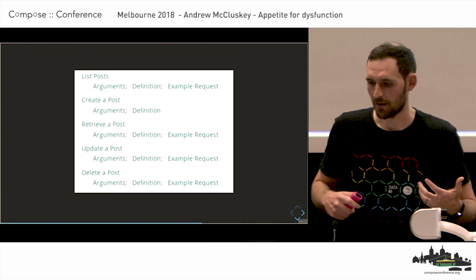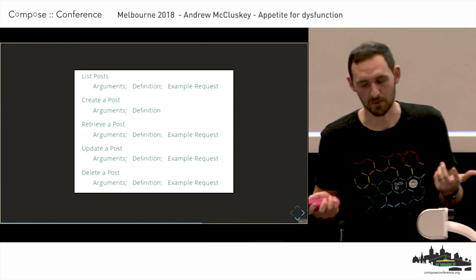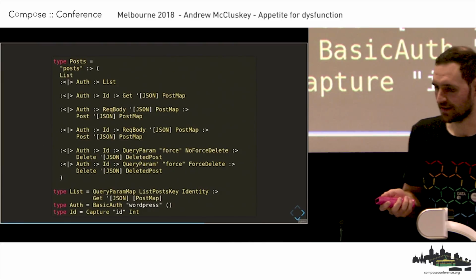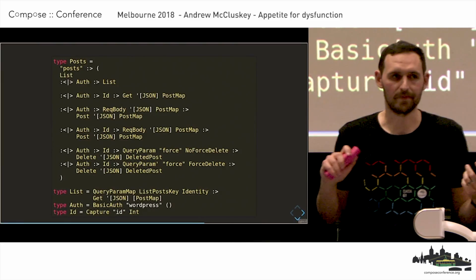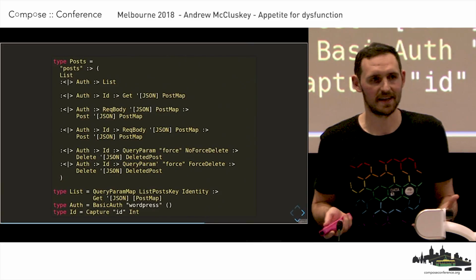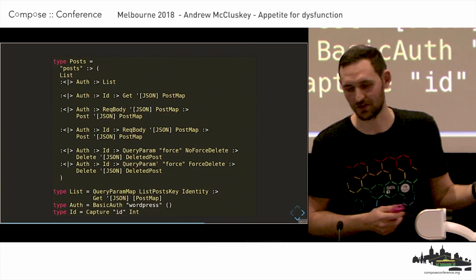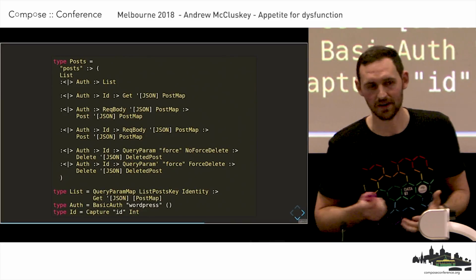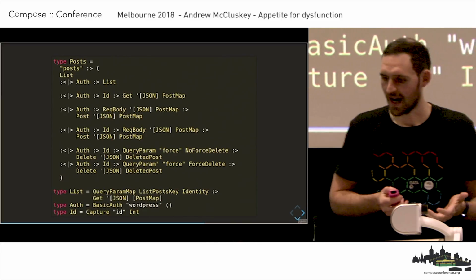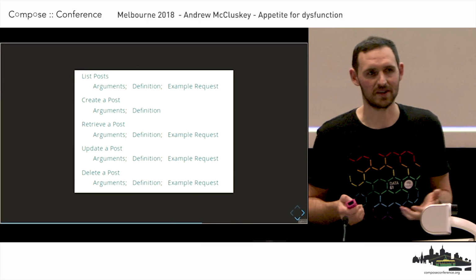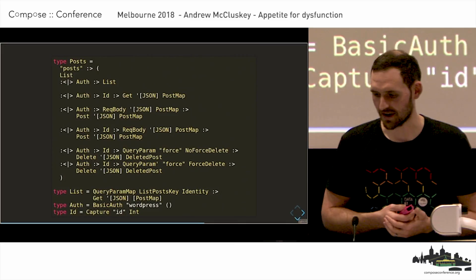So here's part of WordPress's API for posts, and here it is specified in Servant. I'm not going to go into the details of how Servant works. It's got good documentation. It's reasonably well known. But we have this reasonable correspondence from our API endpoints to what we have in Servant.